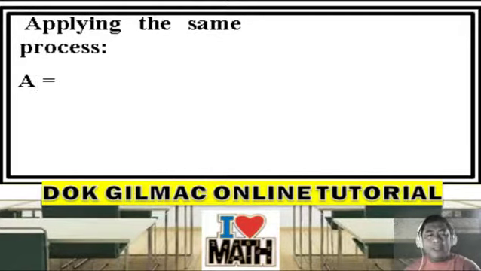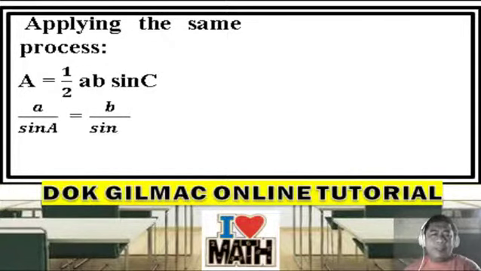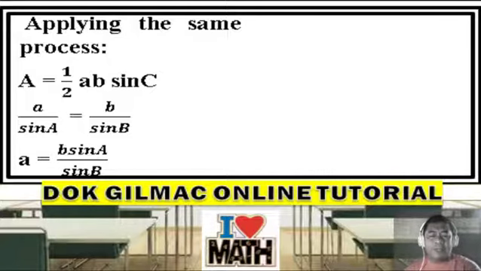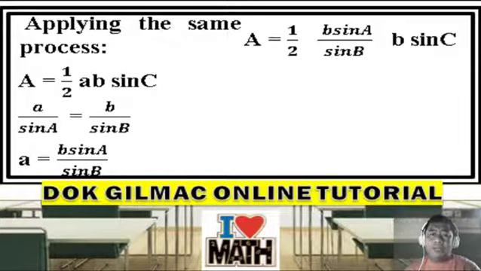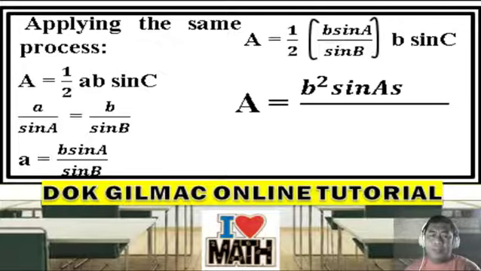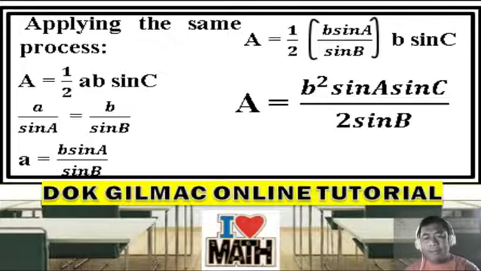Applying the same process, using this time A is equal to 1/2 AB sine C. Again, we use sine law, A over sine A is equal to B over sine B. From here, we can derive A, which is equal to B sine A over sine B. Substituting A, which is equal to B sine A over sine B, in the given formula for area 1/2 AB sine C, we have 1/2 B sine A over sine B times B sine C. Simplifying further, the area is simply equal to B squared sine A sine C all over 2 sine B. Again, we derive another formula.